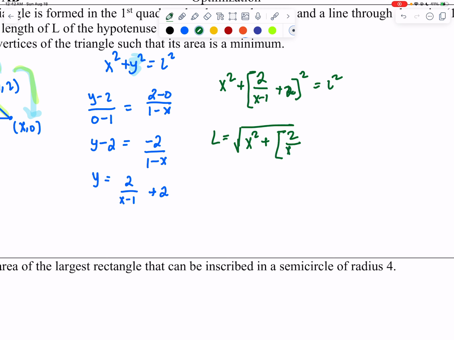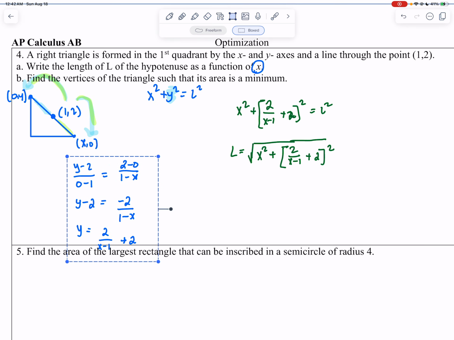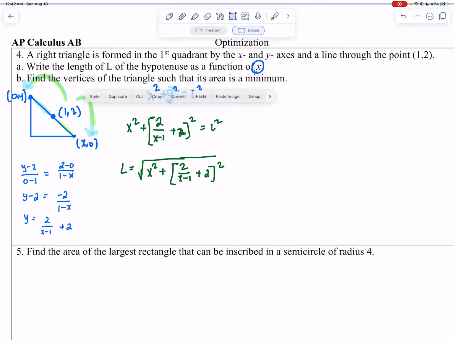And you know, it's okay. You don't have to clean it up. The graders will be okay if you just leave it like this. I'll be okay too. So that's my answer for part A.